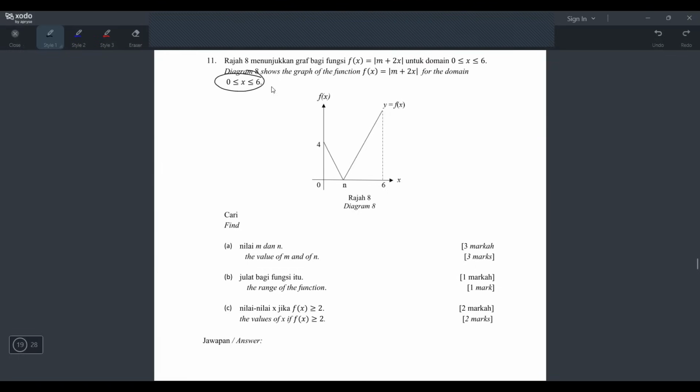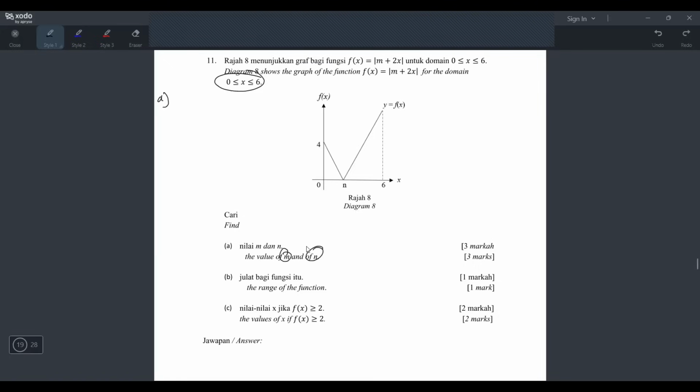And they say for the domain 0 until 6. So yes, from 0 until 6 for the domain. Domain means the x-axis, or you can say the object. So the object is from 0 to 6. Now we do A. Find the value of m and n.